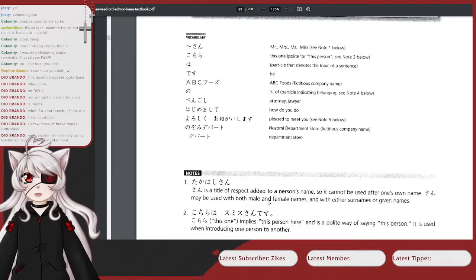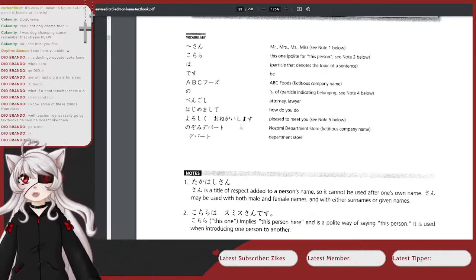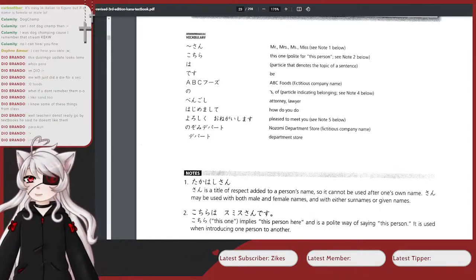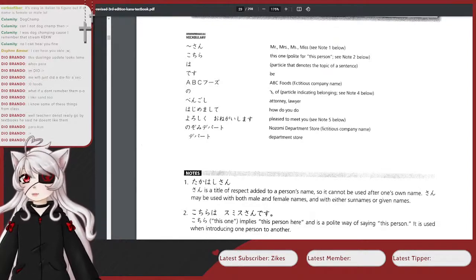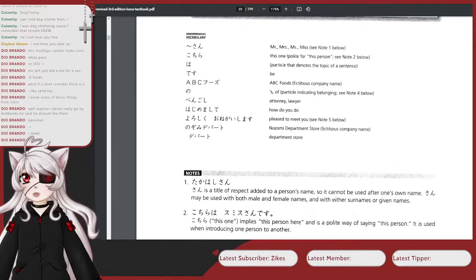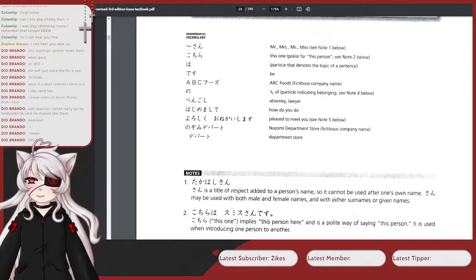You just don't really use honorifics at the end of your own name. But I guess I would call you Padakun.